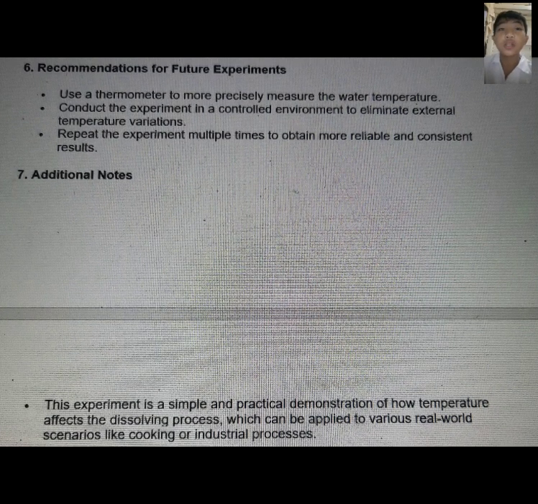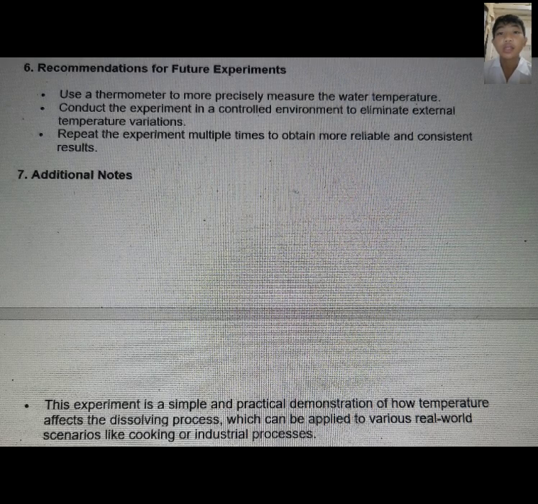Recommendations for future experiments. Use a thermometer to more precisely measure the water temperature. Conduct the experiment in a controlled environment to eliminate external temperature variation. Repeat the experiment multiple times to obtain more reliable and consistent results.